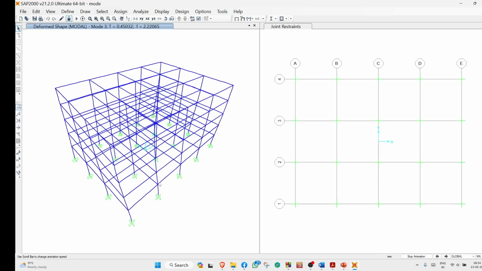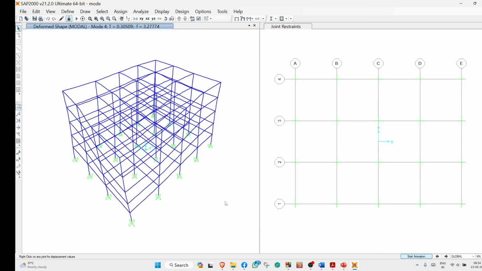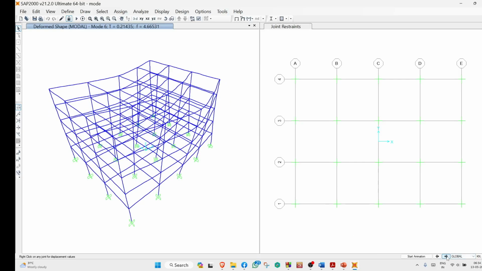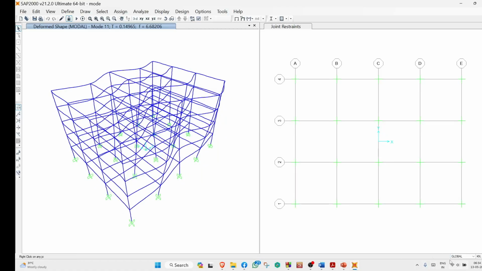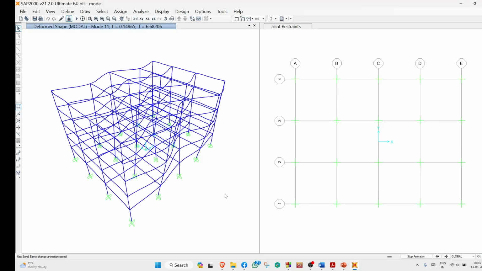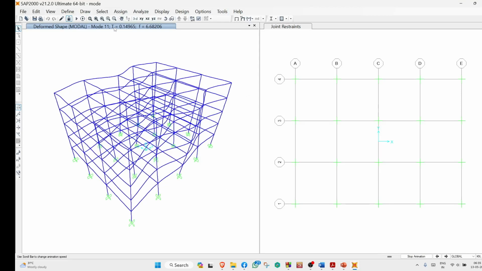There are many nodes in the building, so a lot of modes are possible. If we take the next mode, it is like this, some kind of corner stretching. You can see other higher modes, say the 10th mode, and the animation under this is like this. So this way it can move in different animations in different modes, and all the modal properties are available in the analysis. For example, time period is here, and frequency in hertz is available here.